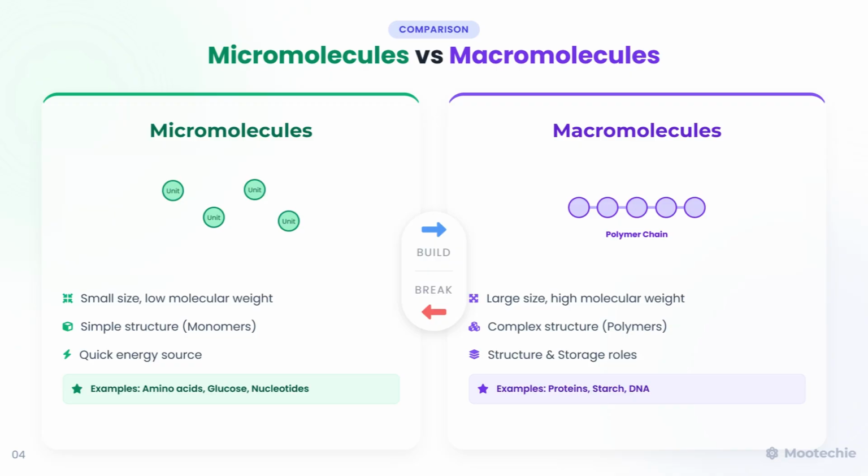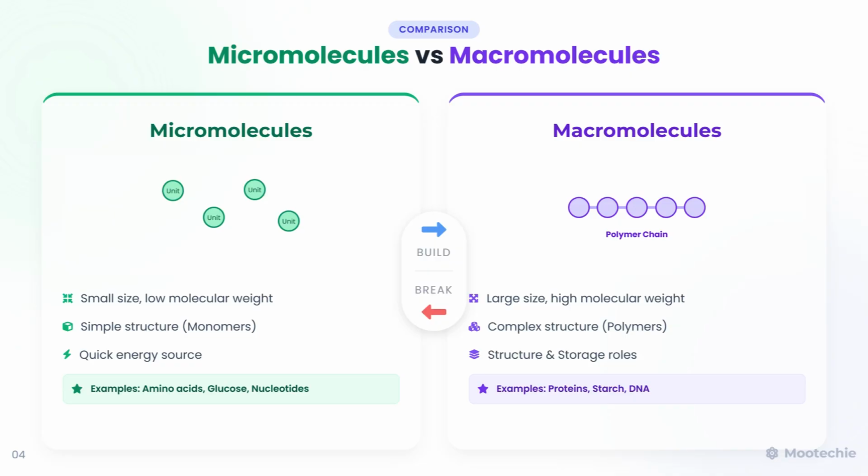On the other side, we have macromolecules. These are large in size with high molecular weight. They have a complex structure as they are polymers, and they serve major structure and storage roles. Examples include proteins, starch, and DNA.